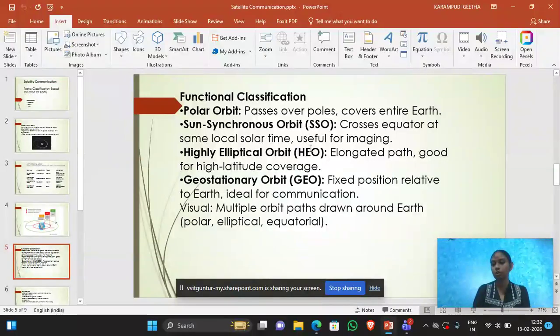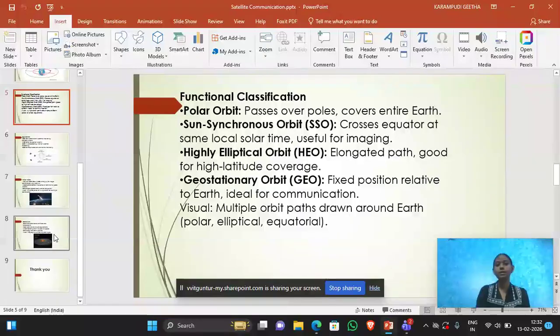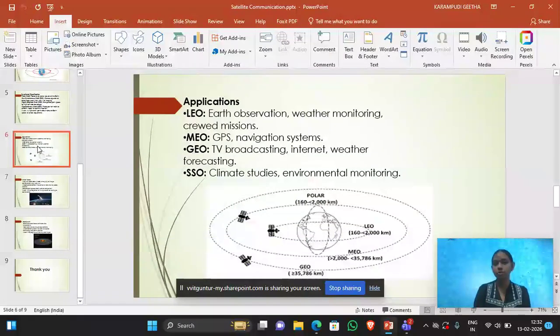And the geostationary orbit has a fixed position relative to the Earth. If the Earth rotates in some part, the geostationary satellite also rotates along the same path. Visual: multiple orbit paths are drawn around the Earth, polar, elliptical and equatorial. The orbit shape is elliptical.